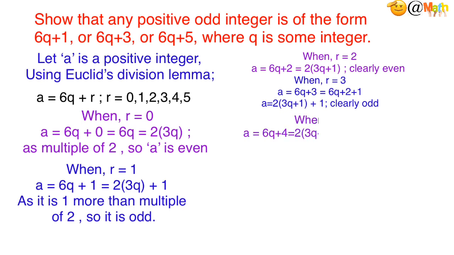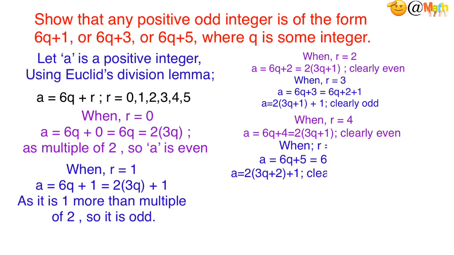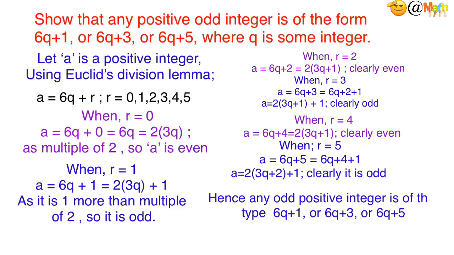When r is equal to 4, a is equal to 6q plus 4, which is a multiple of 2, clearly it is even. When r is equal to 5, a is equal to 6q plus 5, which is a multiple of 2 plus 1, clearly it is odd. Hence, any odd positive integer is of the type 6q plus 1 or 6q plus 3 or 6q plus 5.